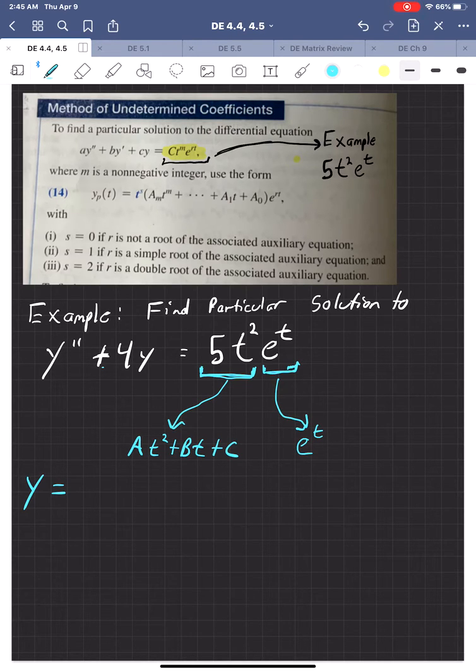All right, so now, what form of y? What is y going to look like? Well, here it is. That is the product of those two. We're going to think about this as two different functions. This is going to be our f, and this is going to be our g. And this ends up being a t squared plus b t plus c times e to the t.